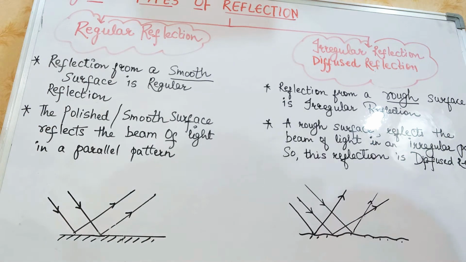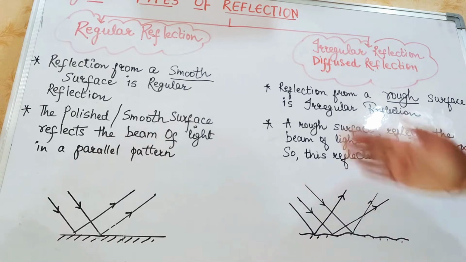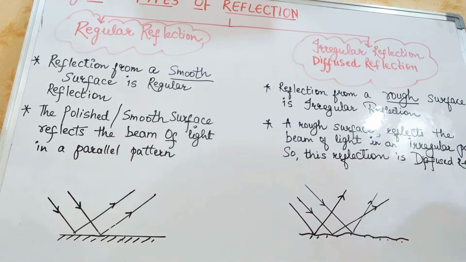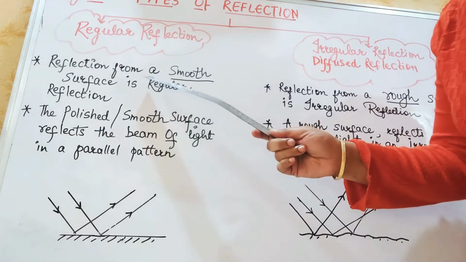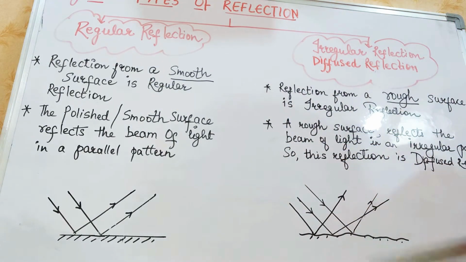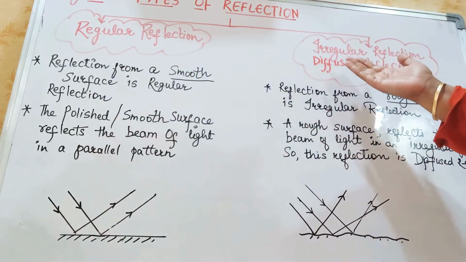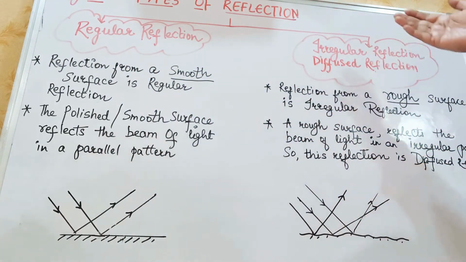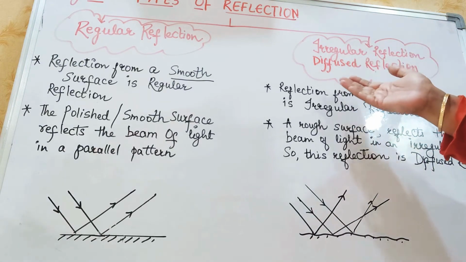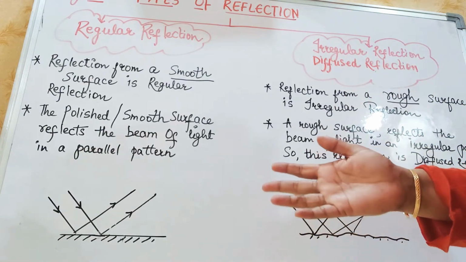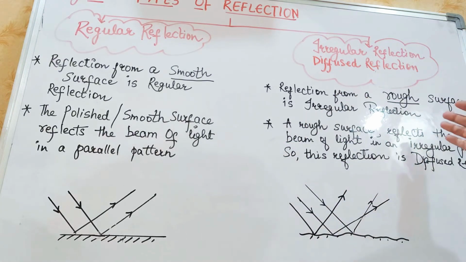Now the next topic, that is, what are the types of reflections? The answer is very simple. One type of reflection is the regular reflection and the other one is the irregular reflection. So half of your things are done when you know the opposites of each other. Regular, irregular. And another name given to this irregular reflection is the diffused reflection, because these rays spread out in different directions. So that is why the word diffused is being used here.